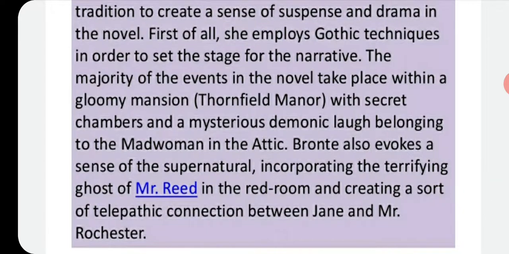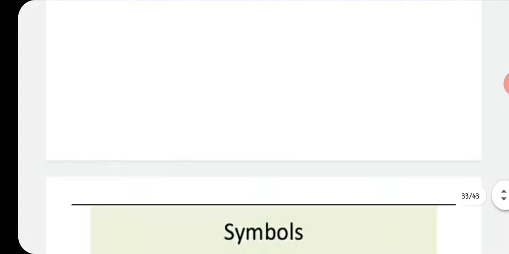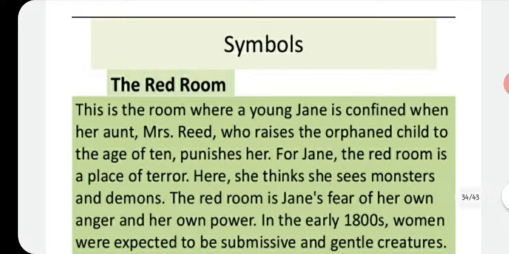Bronte also evokes a sense of the supernatural, incorporating the terrifying ghost of Mr. Reed in the Red Room and creating a sort of telepathic connection between Jane and Mr. Rochester. If we talk about the symbolism in the novel Jane Eyre, we can see that the Red Room is a type of symbol.